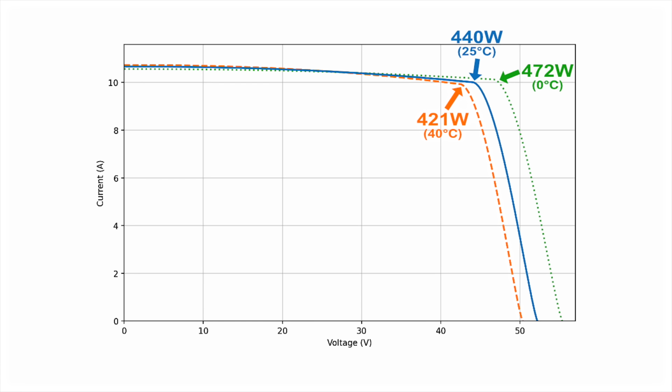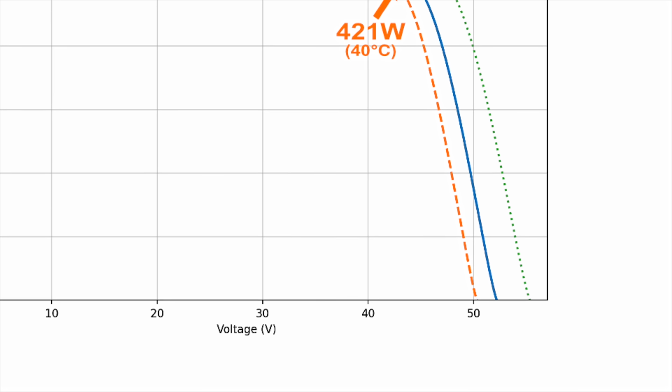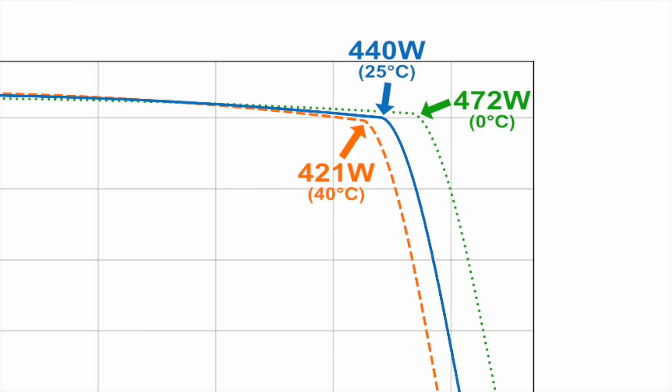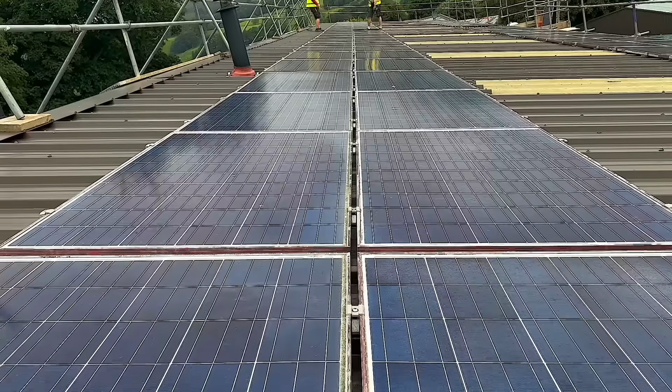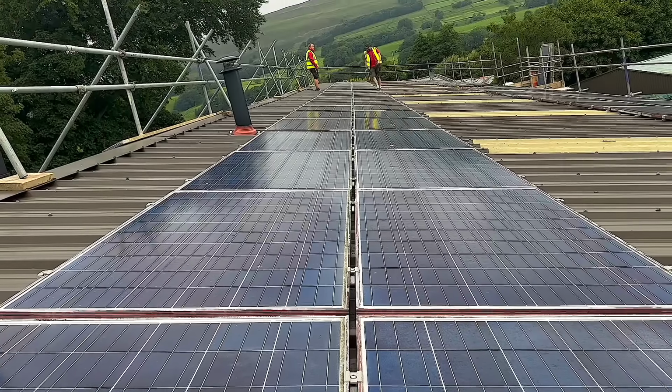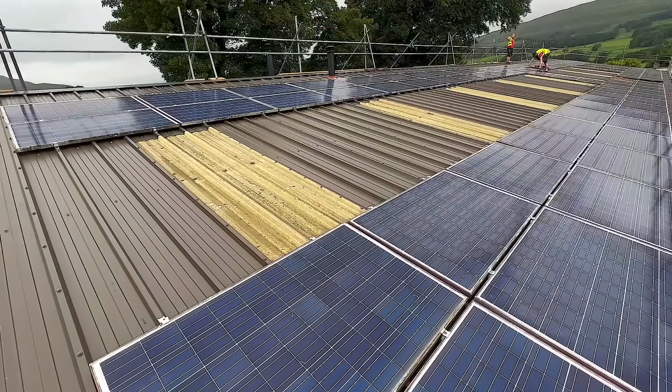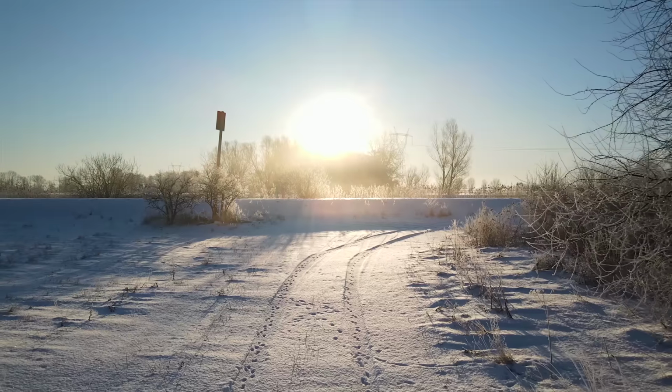As temperature falls, the opposite happens. Voltage increases, the curve stretches out to the right, the knee moves with it, and the panel can deliver more power. That's why panels are rated at 25 degrees, but often run far hotter on a roof, and it's why bright, cold days can deliver surprisingly strong performance.